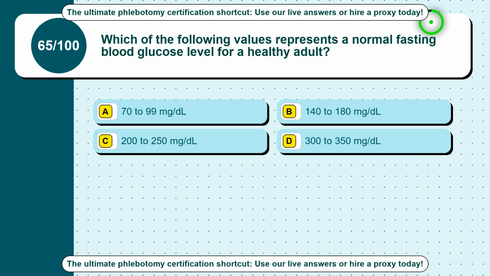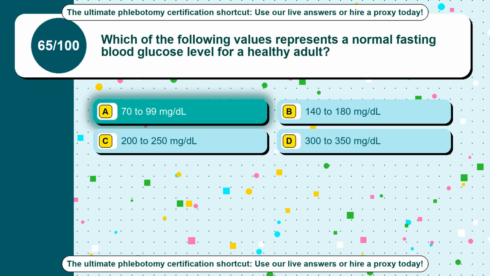Question 65. Which of the following values represents a normal fasting blood glucose level for a healthy adult? Option A. 70 to 99 mg/dL. Option B. 140 to 180 mg/dL. Option C. 200 to 250 mg/dL. Option D. 300 to 350 mg/dL.